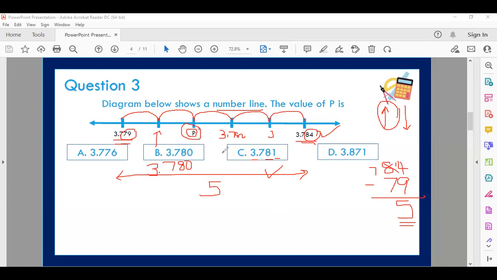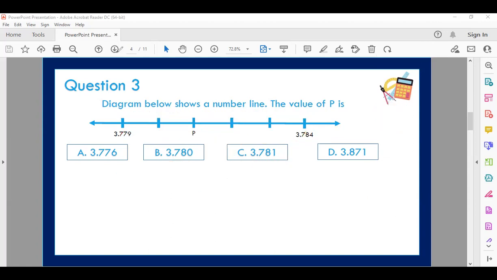Honestly, this is a pretty easy question. It's not that difficult. Answer should have been C. Okay, clear the drawing. Moving on. Hope you're marking on your side, guys.